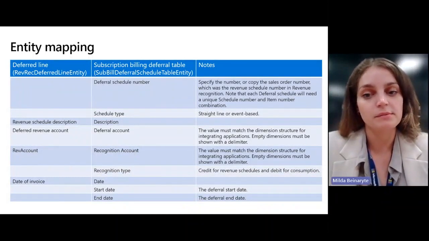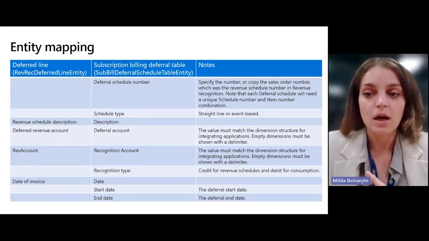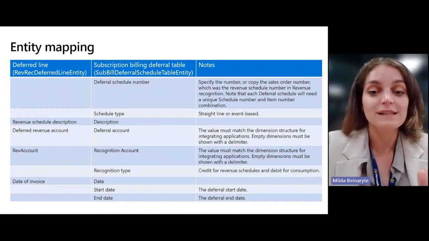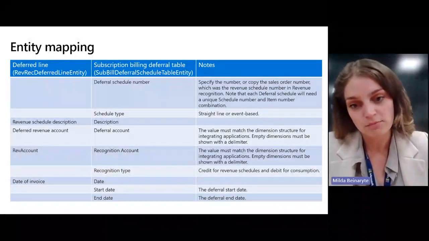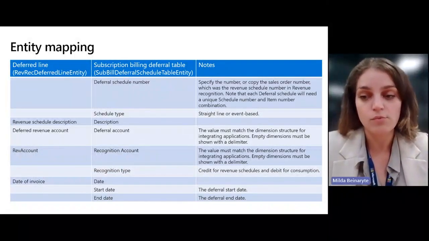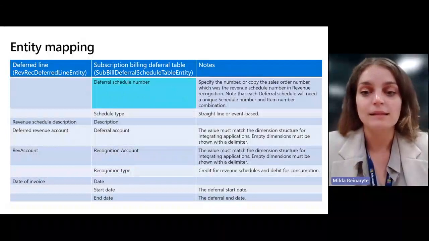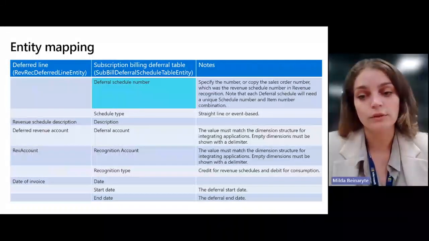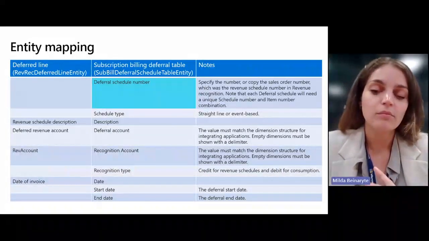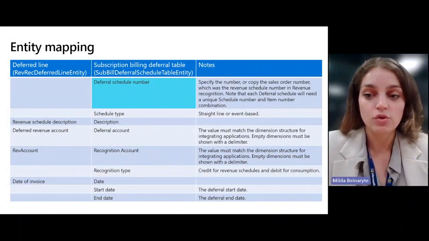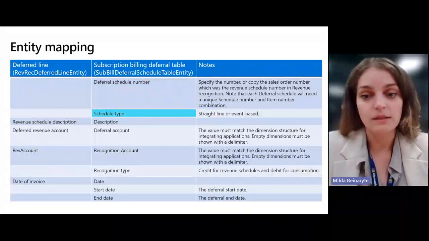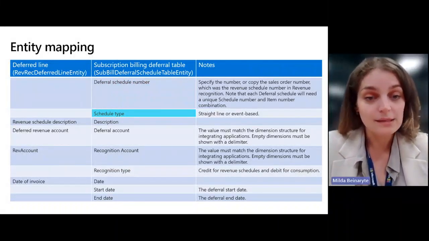Specifically, we are going to focus on subscription billing deferral schedule table entity, which would be probably the most important in terms of the process of moving schedules between revenue recognition and subscription billing. Now, for sub-bill deferral schedule table entity, we have the following fields to consider when importing the data. Deferral schedule number, this is the unique number or copy of the sales order number, which was the case in revenue recognition module. And we should just know that each deferral schedule will need a unique schedule number and item number combination.